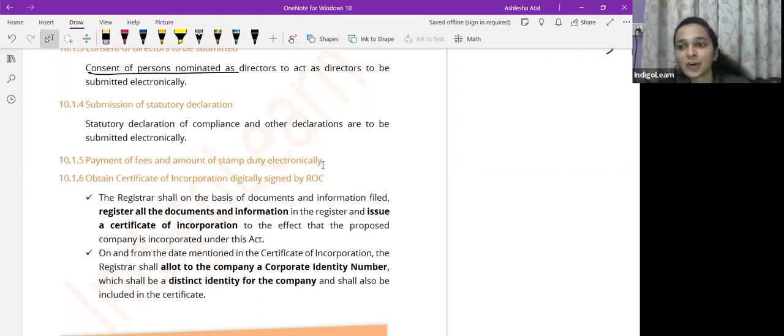अभी जैसे ही कंपनी इनकॉर्पोरेट हो जाती है, it enjoys a separate legal entity, it's an artificial person which has come into existence, it enjoys perpetual succession, and the liability of members of the company would be limited.